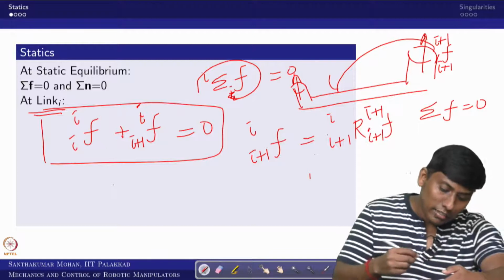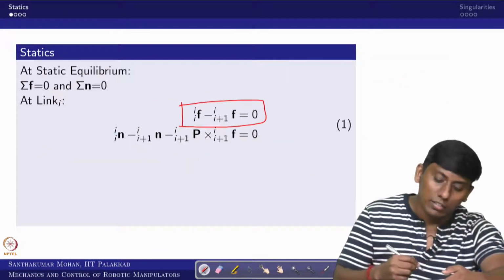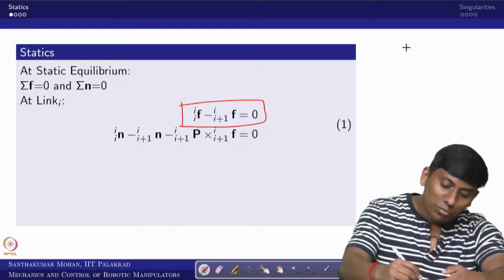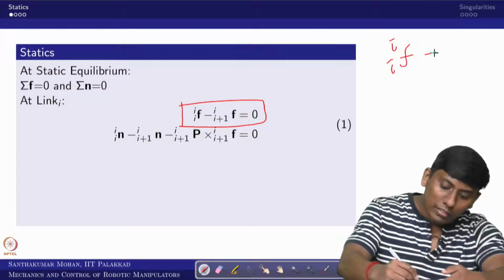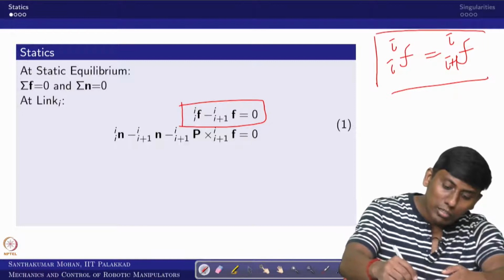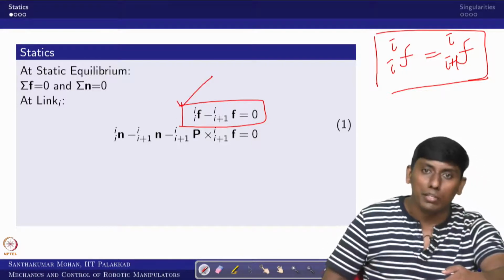So if that is the case, what will you get? You will get this relation, okay. As I said, the sign is up to us. We assume that f i to i is supposed to be equal to f i plus to i. Then only this equation would be valid. So we are taking it this way, and we are using this equation.